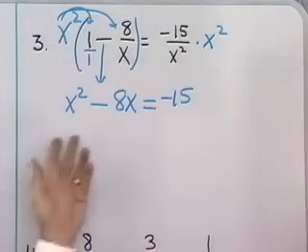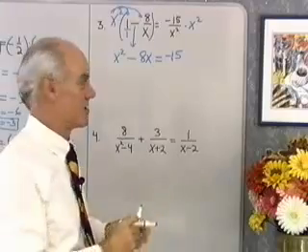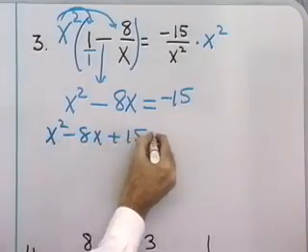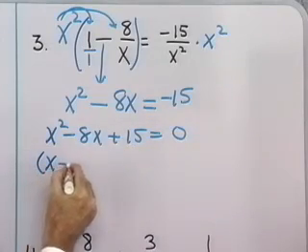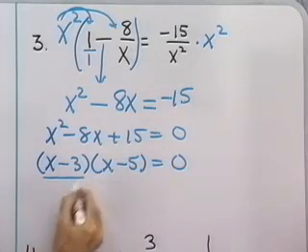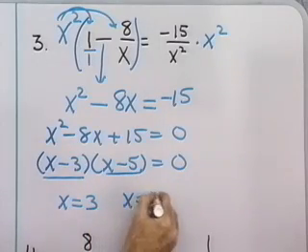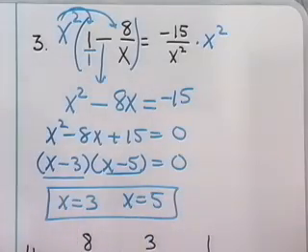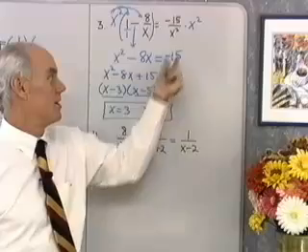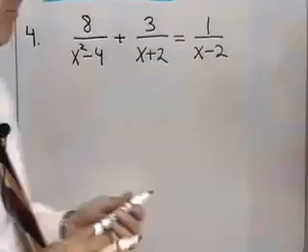So look what I have here, a quadratic equation. I have x squared minus 8x equals negative 15. Need to put it in standard form, factor it, and see what I get for solutions. So x squared minus 8x plus 15 is equal to 0. That factors into x minus 3 times x minus 5 is equal to 0. I set this factor equal to 0, and I get x is equal to 3. I set this factor equal to 0, and I get x is equal to 5. So two solutions for that equation, and I look back to see what I multiplied both sides by. It's x squared. Neither of these two numbers make what I multiplied both sides by equal to 0, so they're good solutions.